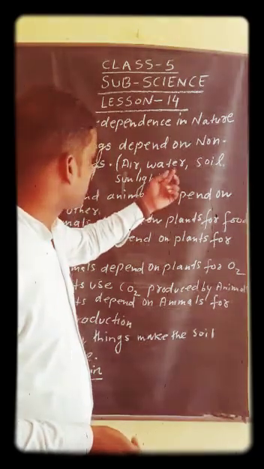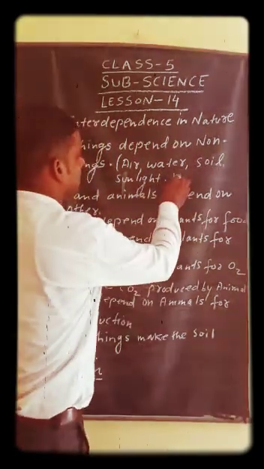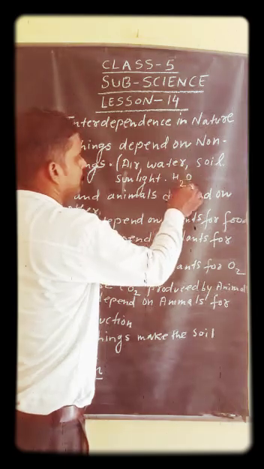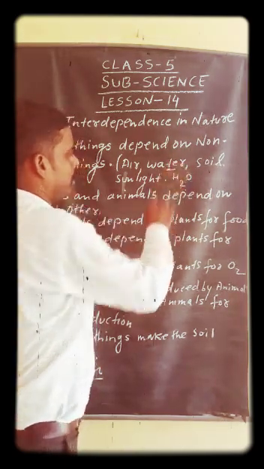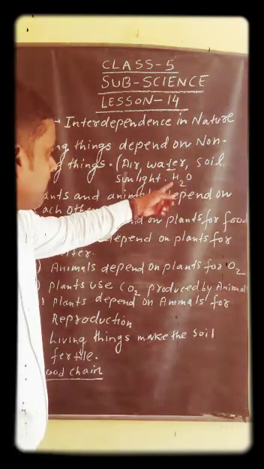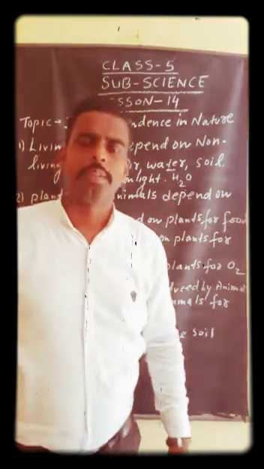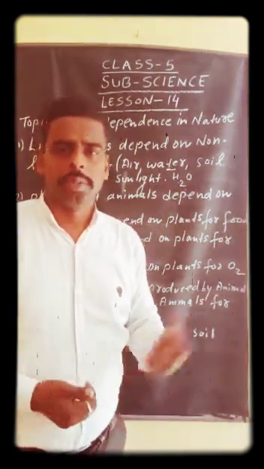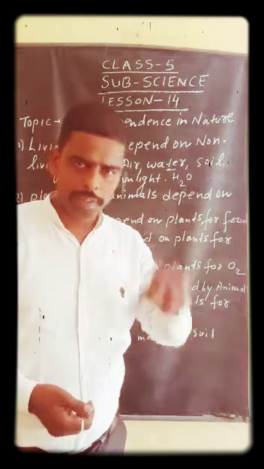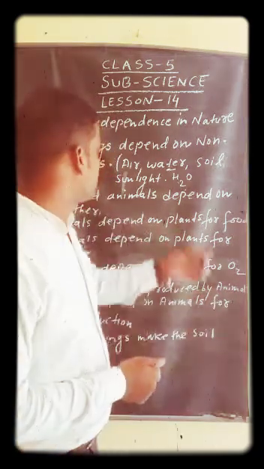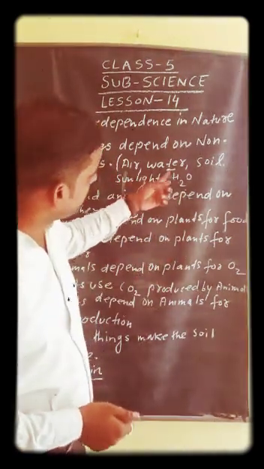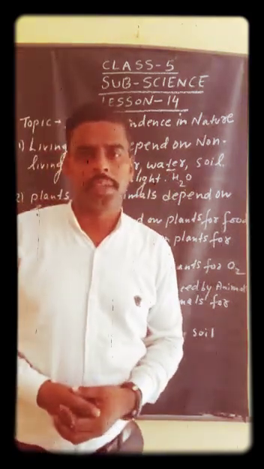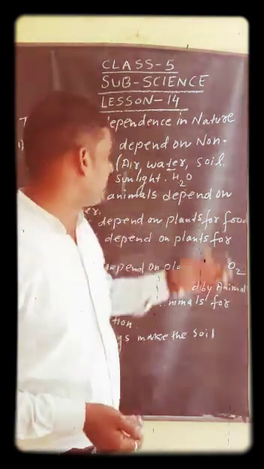The second one is water. Water is also a non-living thing. Its formula is H2O. Two elements, hydrogen and oxygen, combine to form water. Without water, we cannot survive. Water is also necessary for living things to make their own food. Plants and animals depend on each other. Living things depend on non-living things also. Water is a non-living thing, but living things depend on it because water is the lifeline of all living organisms. Without water, we cannot survive.